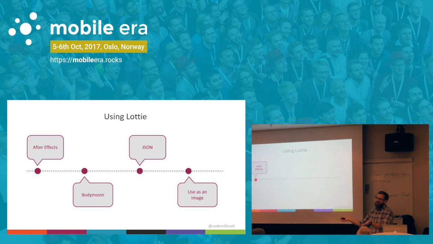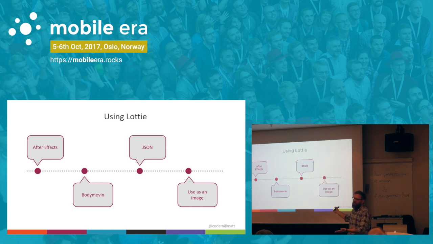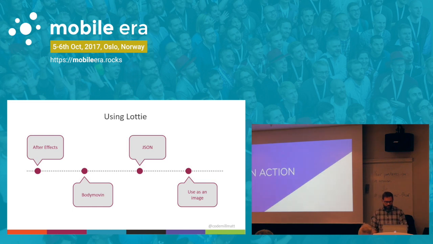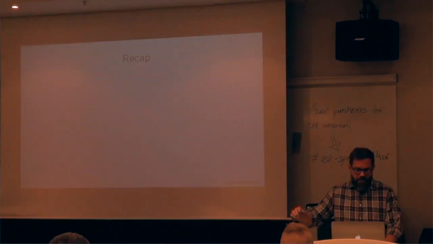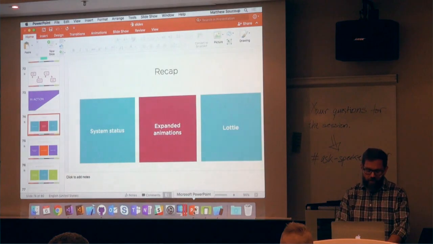So you find that person, you have them create the After Effects animation. They use a plugin called Bodymovin. And what Bodymovin does is it exports the animation as JSON. So now we just have a text file. We can just import that text file, and then it's as simple as using it as an image at this point, which is really cool. All right, so let's see this in action. What I want to do is replace that ugly spinner with something more interesting.